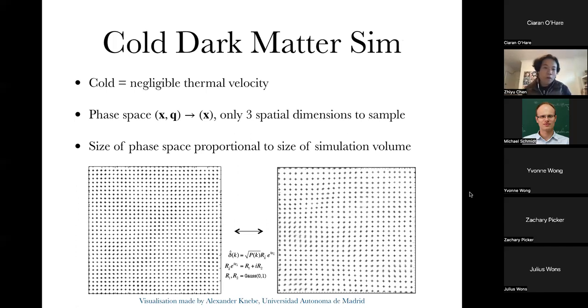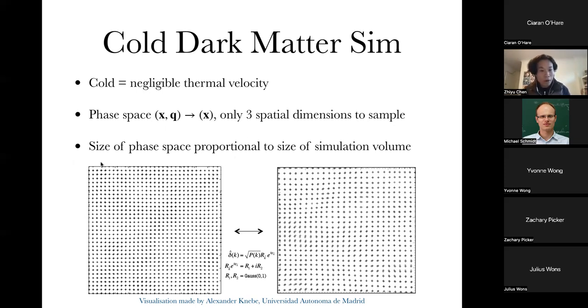Okay, the most accessible kind of simulation, relatively speaking the cheapest one, is what they call cold dark matter only simulations. It's simple because of the coldness of the particles that you're sampling. Being cold, having negligible thermal velocity is fantastic because now your phase space goes down to only 3 dimensions. And having to only sample 3 dimensions is a lot cheaper than sampling 6 dimensions. Your phase space scales only proportionally with the size of the simulation volume. You don't have to worry about what distribution it follows and stuff like that.